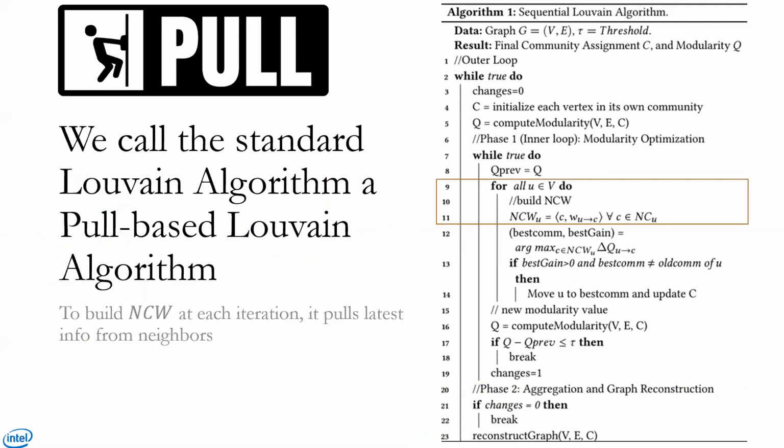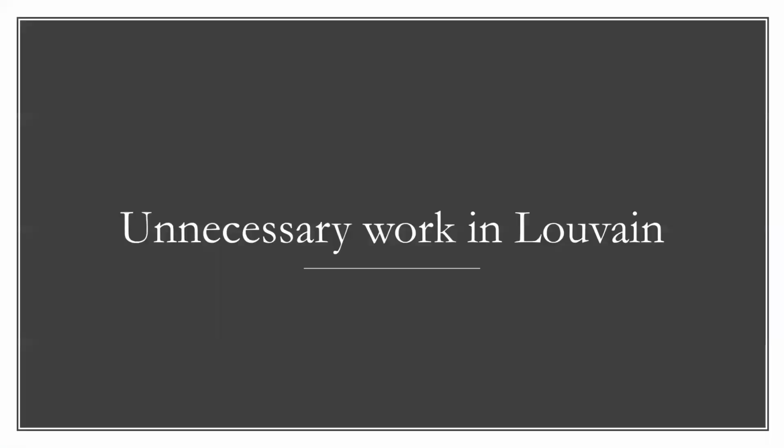We call this standard Louvain algorithm a pull-based Louvain algorithm because to build the hash map during each iteration of the inner loop, it creates the NCW data structure by pulling the latest information from the neighbors. Now let's look into what are the sources of unnecessary work here.